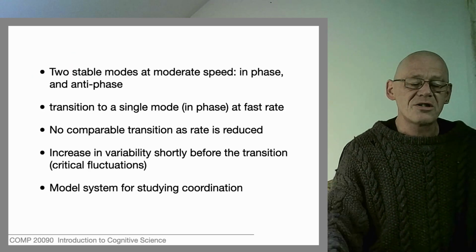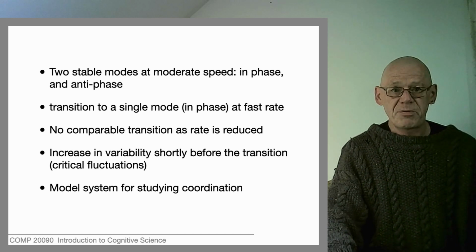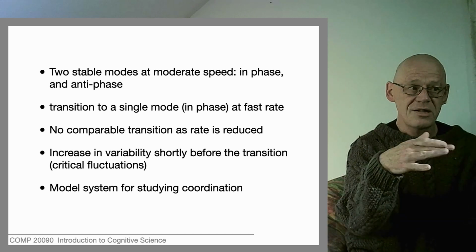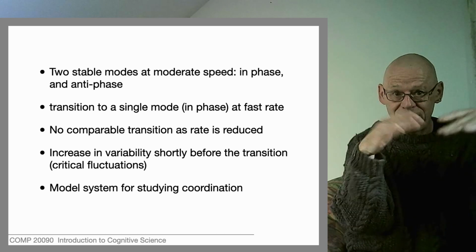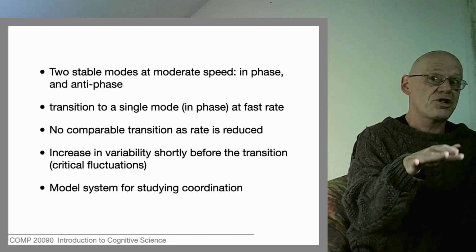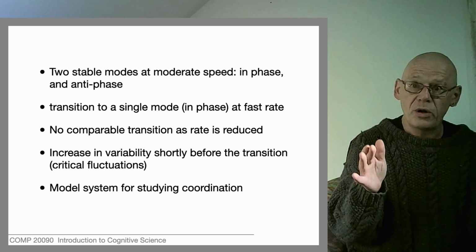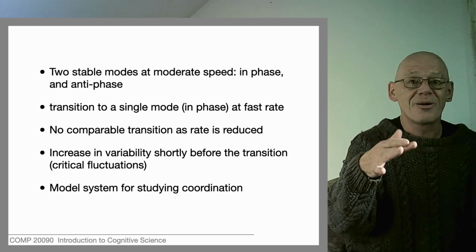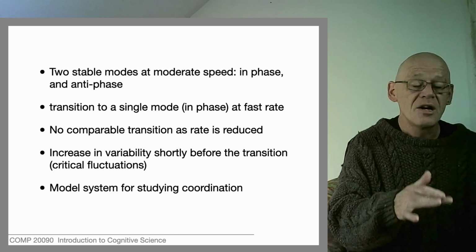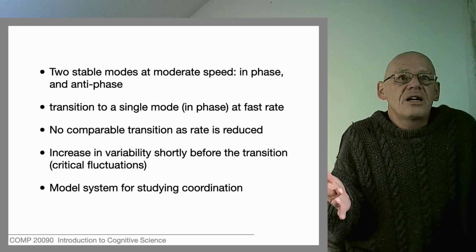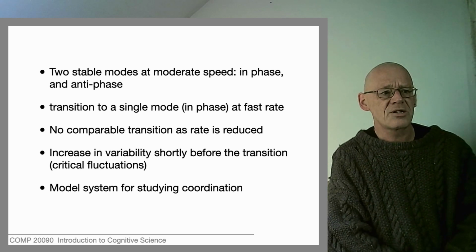So this little model system has some nice properties. There's two stable modes at the moderate speed, in-phase and antiphase. There's a transition to a single mode at fast rate. They both end up flapping. That you don't transition back as rate is reduced, incidentally, is different from gaits. So when you are running, if you slow down, there comes a point at which you have to shift back to a walk. So the details are going to vary in each case, but the idea that the whole coordination changes as rate changes, that's a very important aspect of this model system.